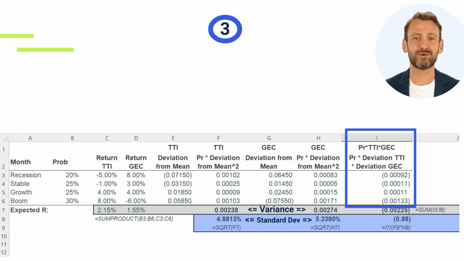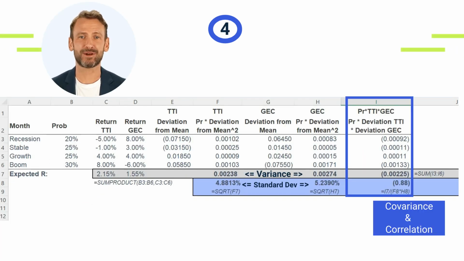In this step, we are multiplying the deviations without squaring them. That is, the values from column E with the values from column G. This will give us the interaction of the deviations of TTI and GEC. Then we must also multiply each interaction by the probability. For example, if you multiply cell E3 with cell G3 and with cell B3, you will get the value shown in cell I3. In the first video on covariance and correlation, where we worked with historical data instead of scenarios and probabilities, I go a bit deeper into the interpretation and meaning of covariance. If you haven't yet, make sure to check out that material.